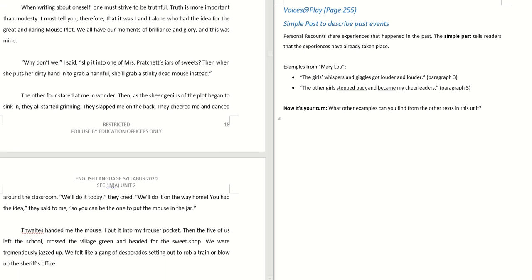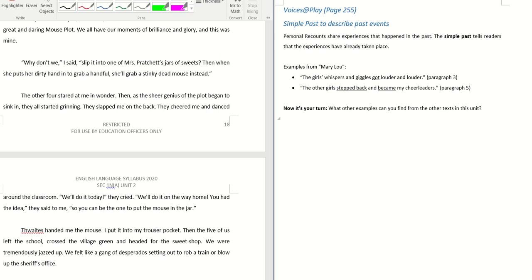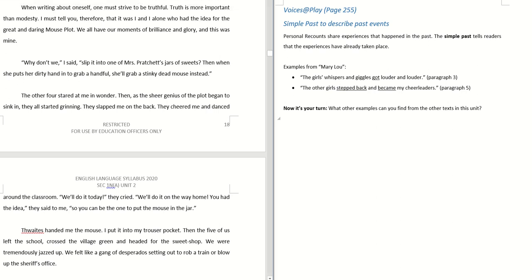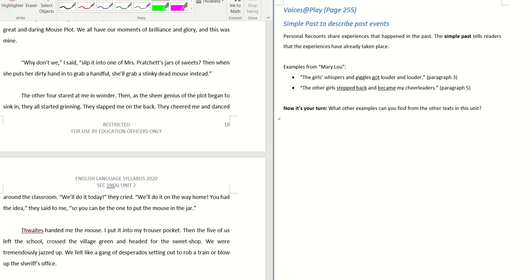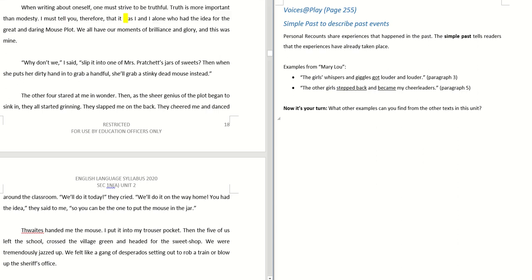When writing about oneself, one must strive to be truthful. Truth is more important than modesty. So that's a fact. As you can see, that is why it is in simple present tense. I must tell you, therefore, it was I and I alone who had the idea for the great and daring mouse plot. We all have our moments of brilliance and glory, and this was mine. So as you can see, the simple past is here. It was I, and I had the idea, and this was mine.